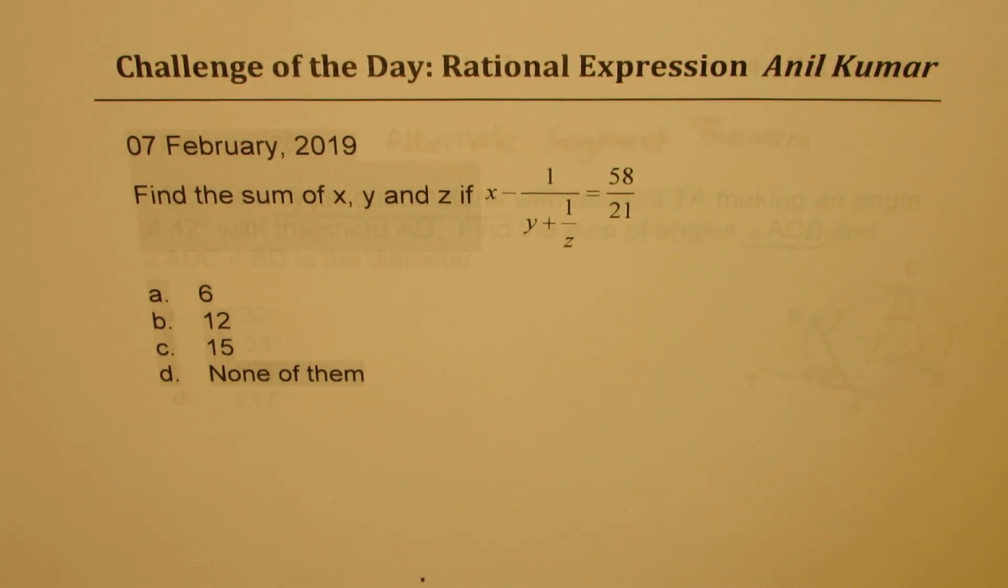The question here is, find the sum of x, y and z if x minus 1 over y plus 1 over z equals 58 over 21. Four choices are given to you: 6, 12, 15 and none of them.